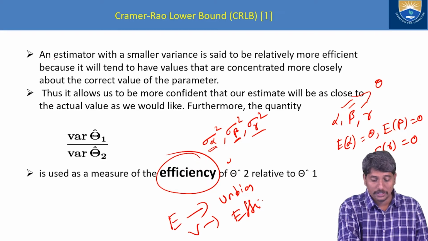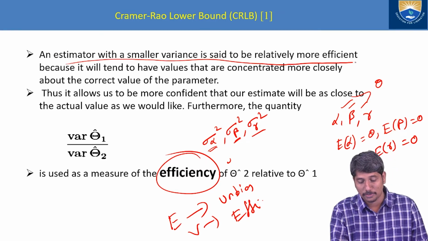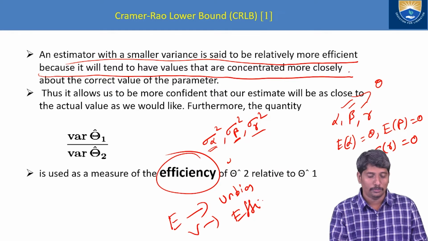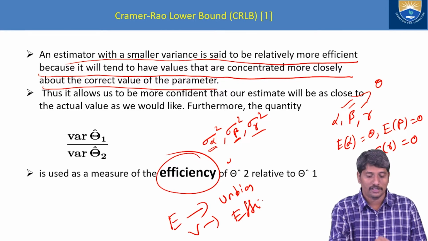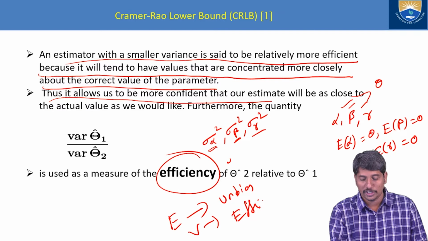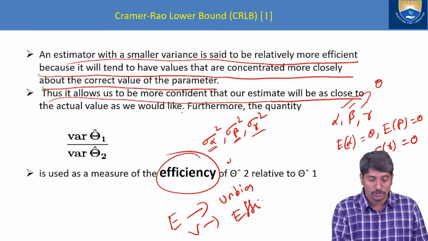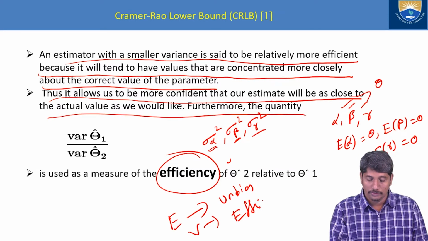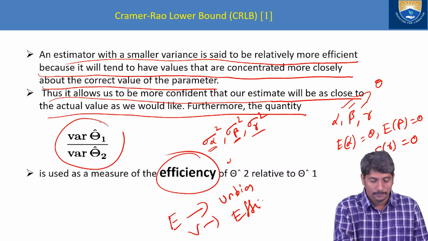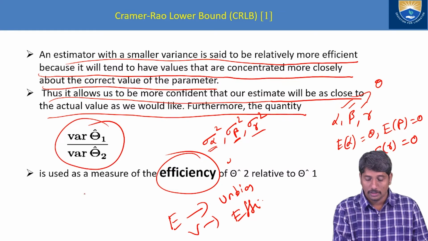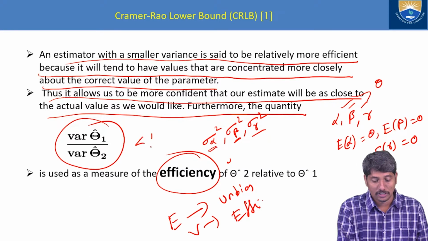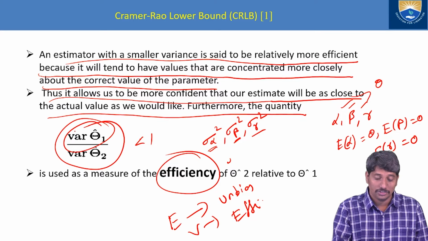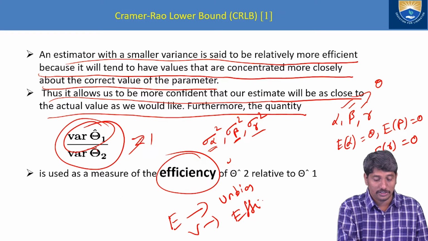So according to this, an estimator with smaller variance is said to be relatively more efficient because it will tend to have values that are concentrated more closely about the correct value. I'll explain this meaning with the help of a diagram. Thus it follows to be more confident that our estimate will be close to the actual value as we would like. Furthermore, the quantity used to measure the efficiency of theta 2 relative to theta 1: if this is less than 1, we call theta 1 efficient. If this is greater than 1, we call theta 2 efficient.